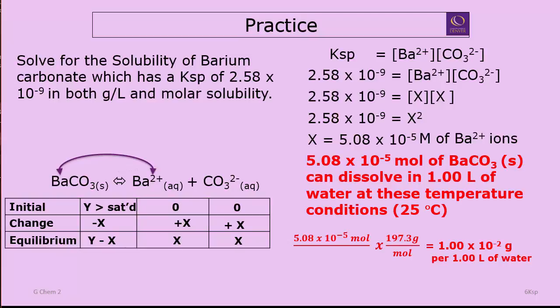Okay? And then if you change it back out to grams per liter, you could just multiply by the molar mass, and there you have it in grams per liter. So once again, you're going to find the molar mass of barium carbonate by using your periodic table.